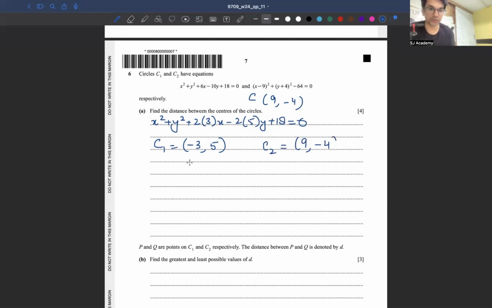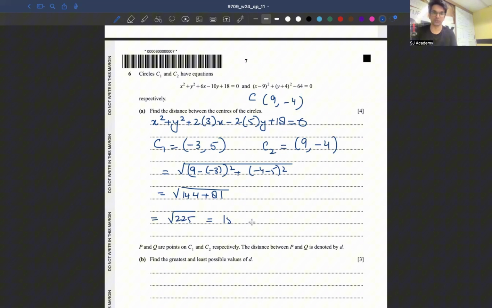Once we have these two coordinates, we can just apply the distance formula, which is x2 minus x1 whole squared. So x2 will be 9 minus minus 3, so that will become 9 minus minus 3 whole squared, plus minus 4 minus 5 whole squared. This will become 12 squared, which is 144, plus 9 squared, that is 81, square root. 144 plus 81 is 225, and the square root of 225 is 15. So the distance between the centers of the circles is 15.